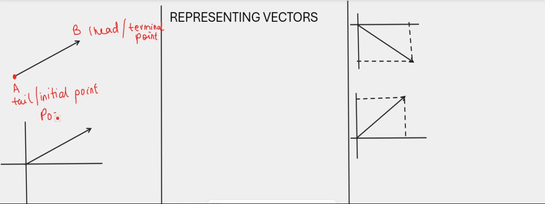Now we can have a position vector. Position vectors are always with respect to the origin. They're always drawn with respect to the origin, and they always start from the origin 0, 0, or someone will call it O. And then we can call it point P(x, y). And our position vector will be OP or P(x, y).